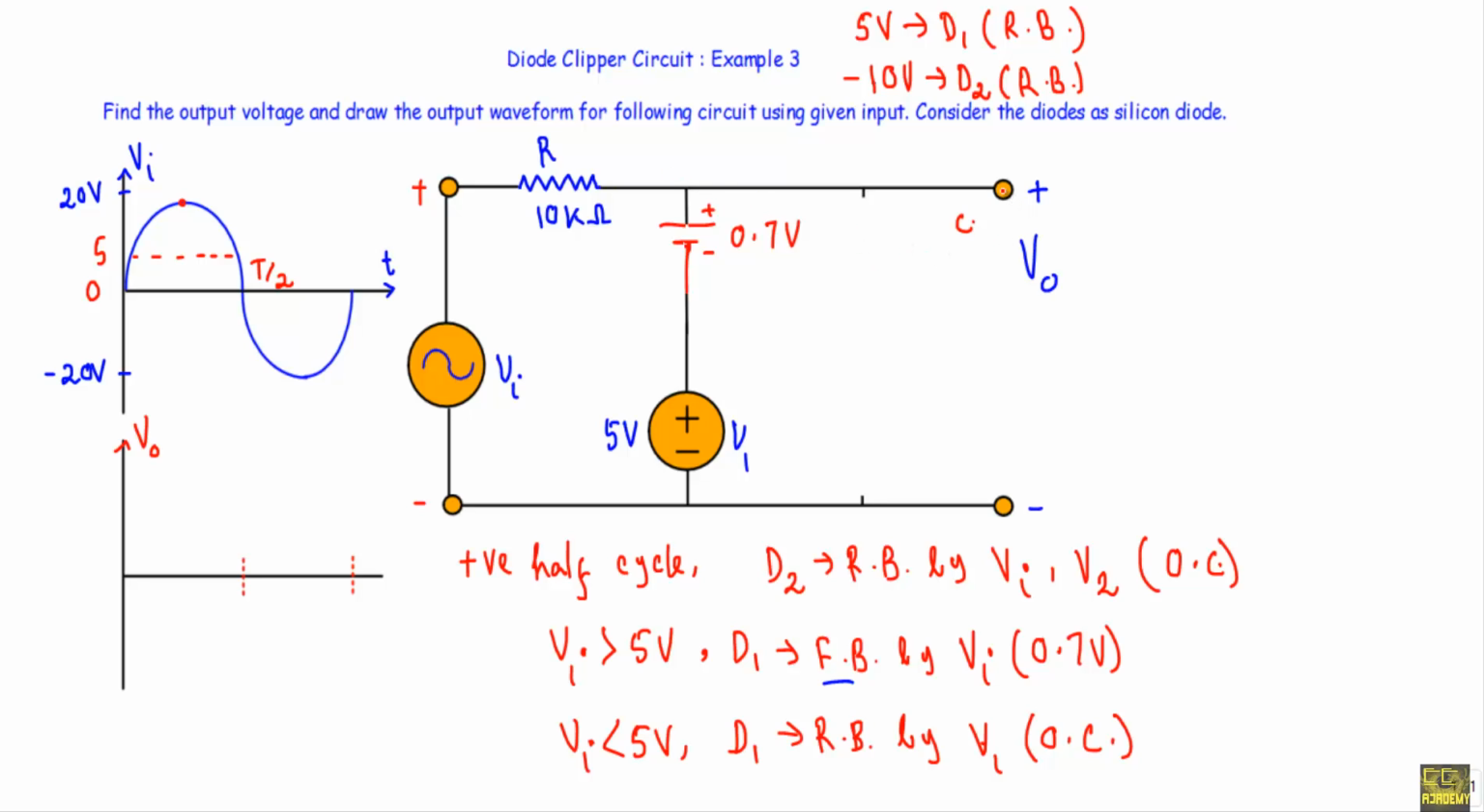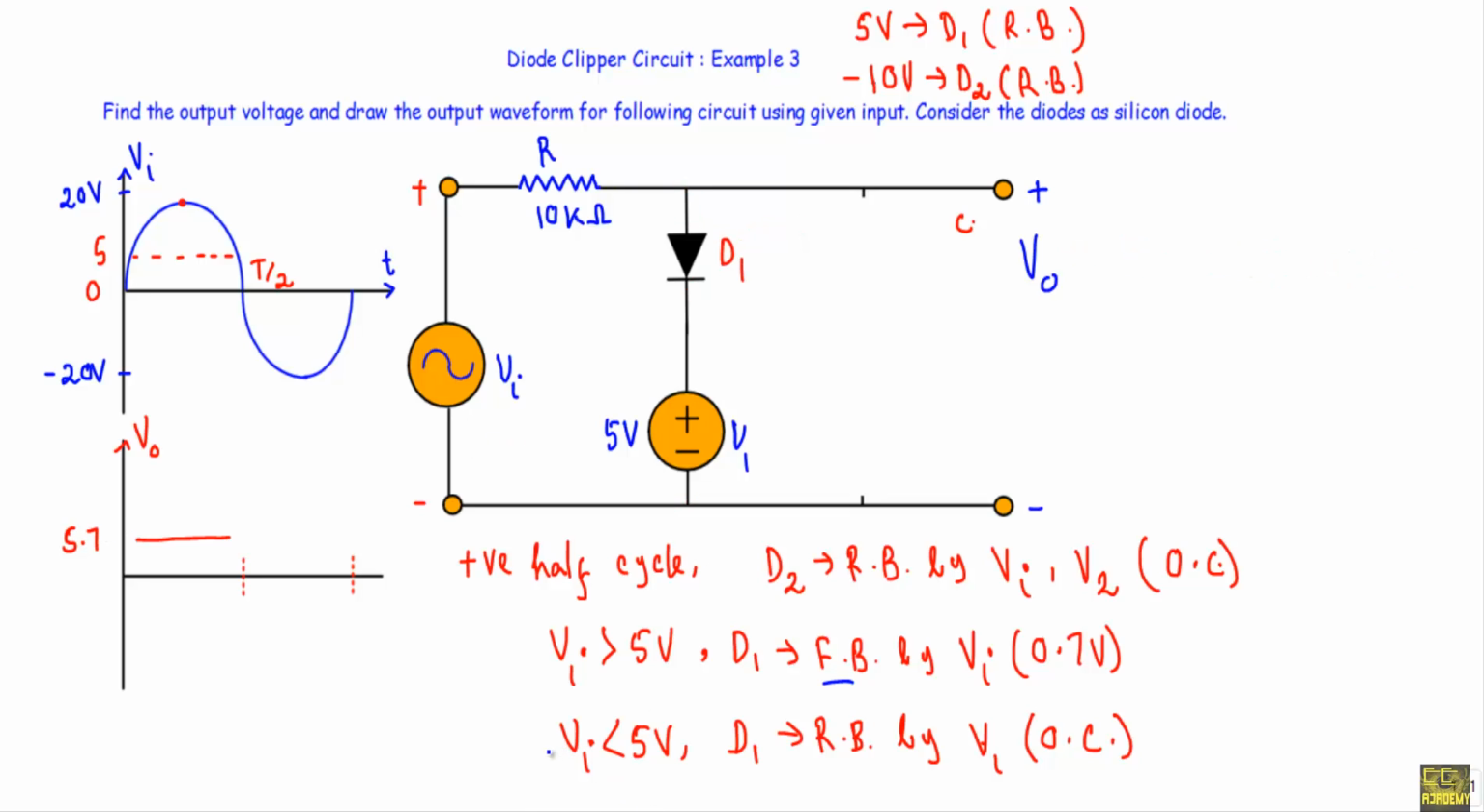Now see, we are taking the output voltage across this terminal to this terminal. You will see between these 2 points we have two voltage sources, 0.7 volt and this 5 volt. As they are sharing same polarities, therefore I can say our output voltage will be equal to 5 volt plus 0.7 volt or 5.7 volt. That means from this point to this point, as long as Vi will be greater than 5 volt, our output voltage will be fixed at 5.7 volt.